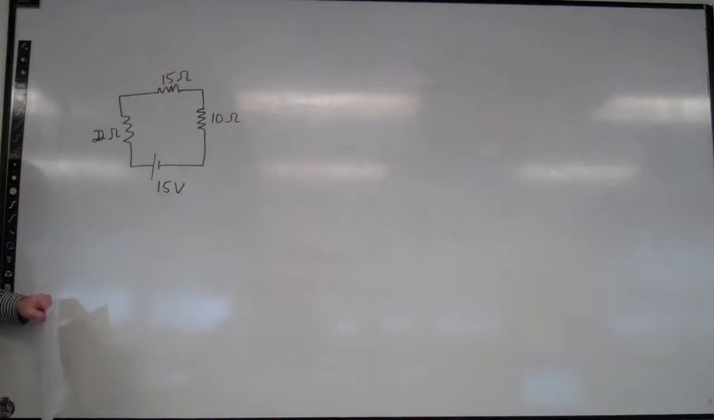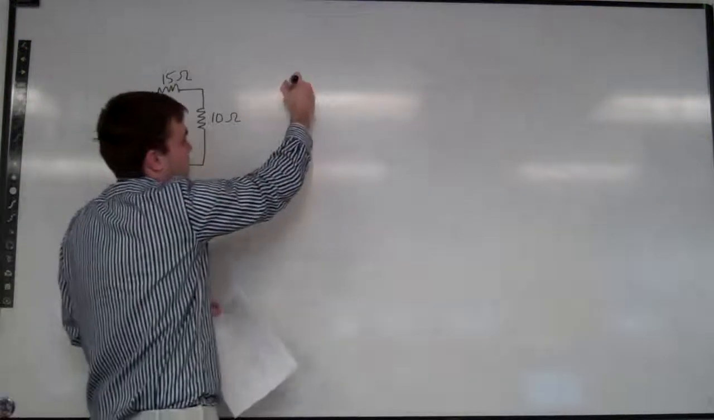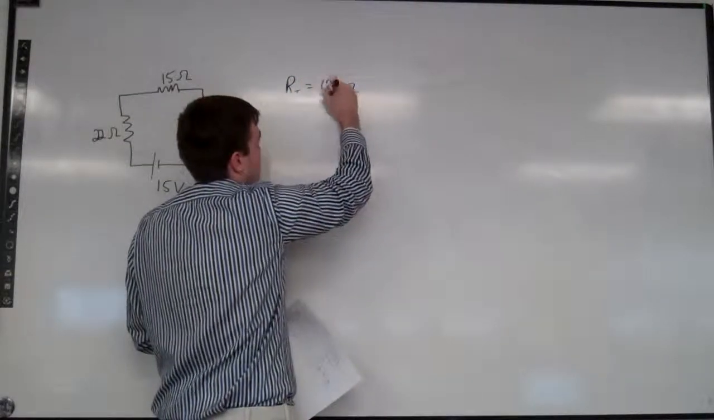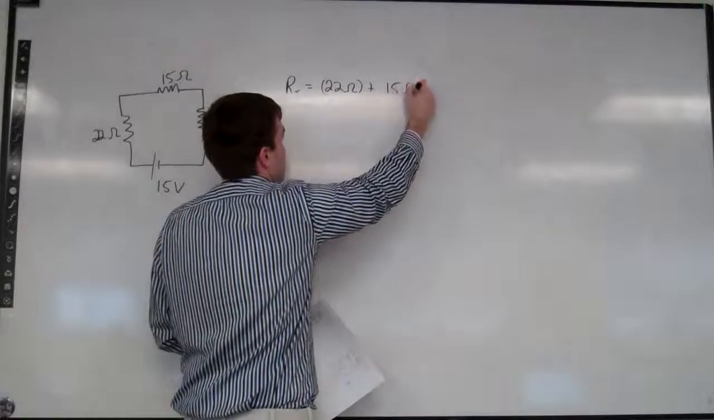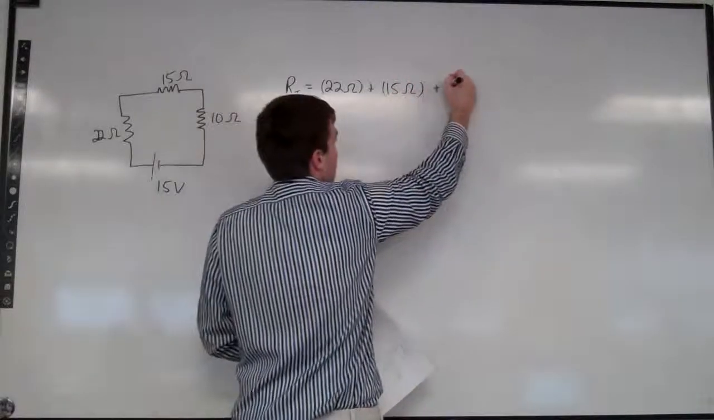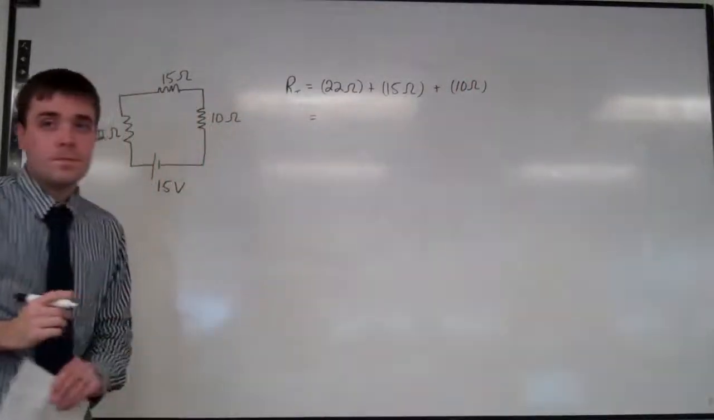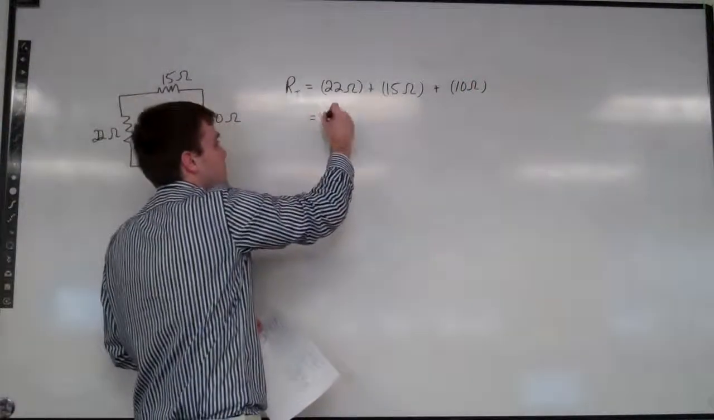So these are in series, so how are we going to find the total resistance? Add them up. So our total resistance for this one is going to equal 22 ohms plus 15 ohms plus 10 ohms. So what's that add up to? 47 ohms.